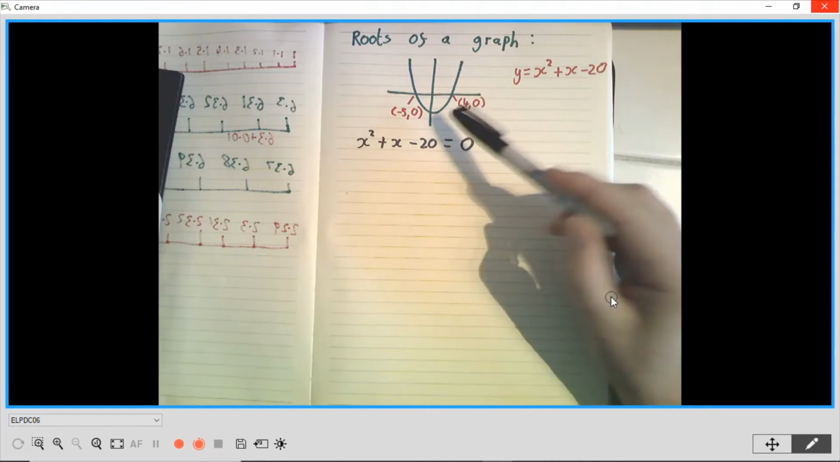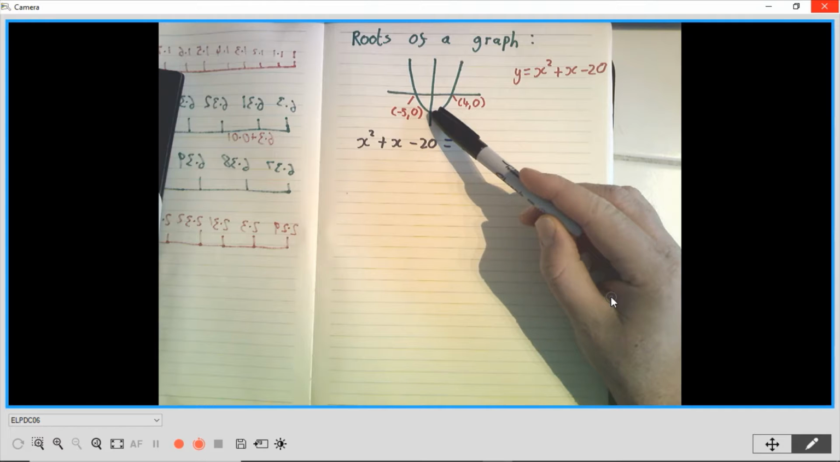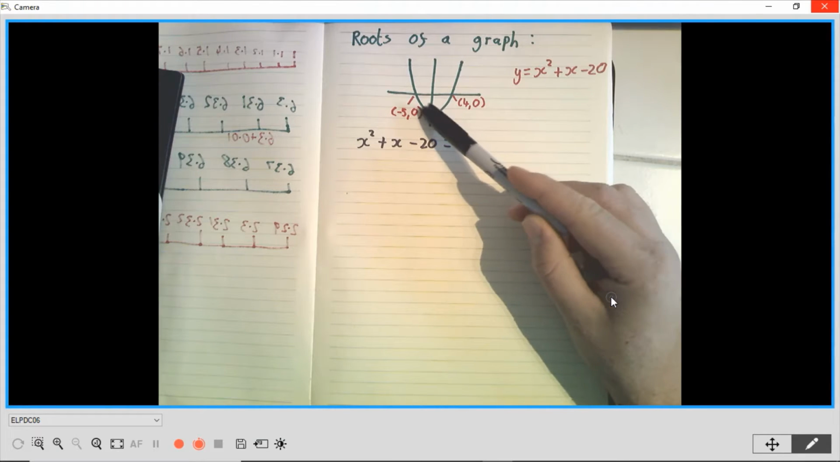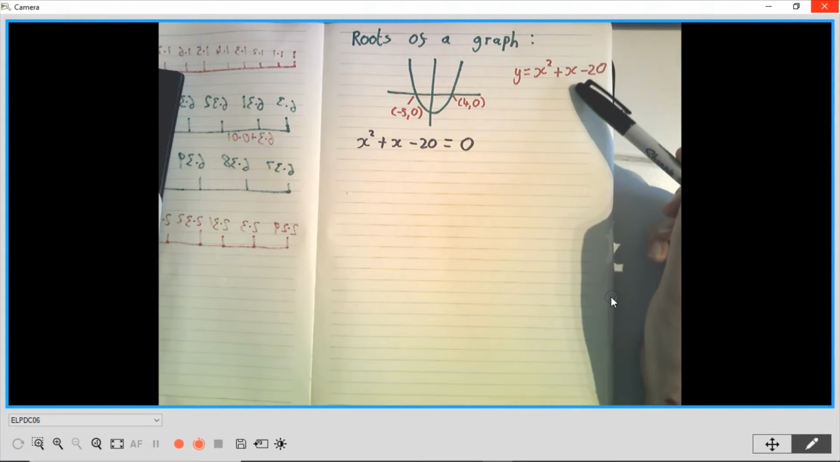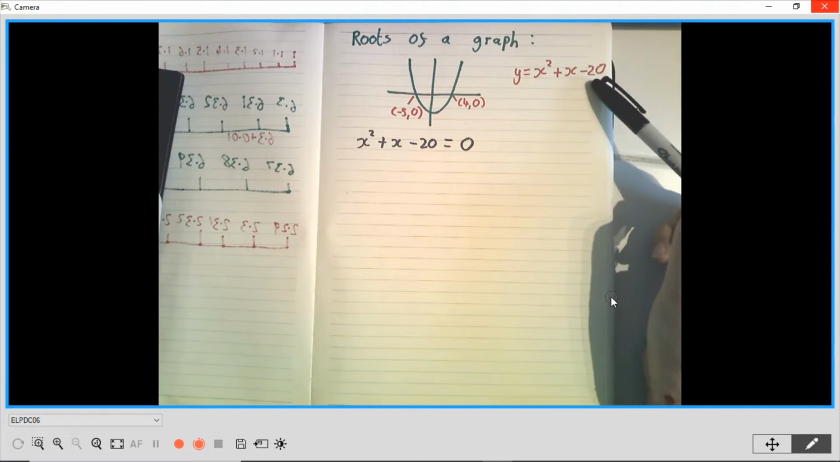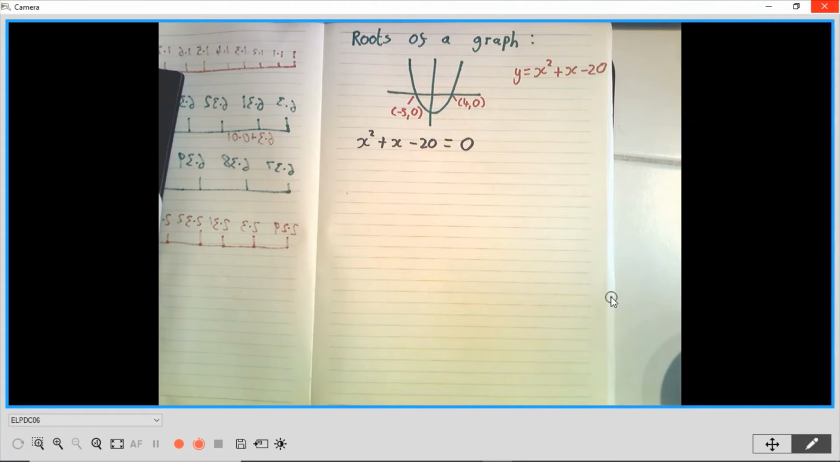A few things we might notice: we cross the y-axis in the negative. So it clearly crosses the y-axis at a negative point, and in fact it crosses the y-axis at the point negative 20. We can see the y-intercept there. We're going to look at what the roots of a graph are.